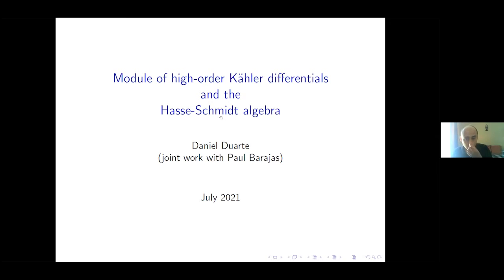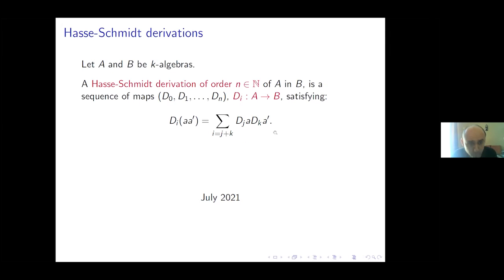So I'm going to start by recalling this notion. Recall that for A and B K-algebras, a Hasse-Schmidt derivation of order n, a natural number, from A to B, is a sequence of linear maps from A to B satisfying this Leibniz formula. This is a Hasse-Schmidt derivation.